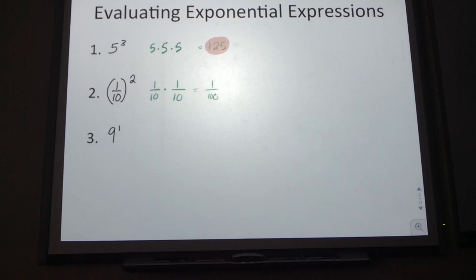And what about this one? 9 to the first. What's that answer? Yeah. 9. Okay, remember the exponent just says how many times you're going to write it. So if I write 9 once, that's all I get. It's 9.